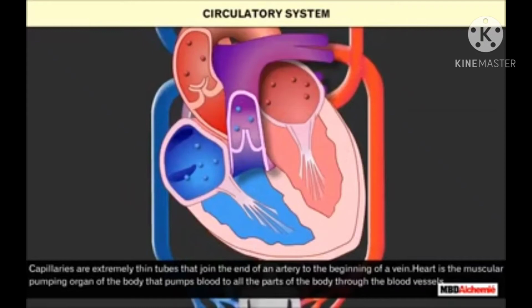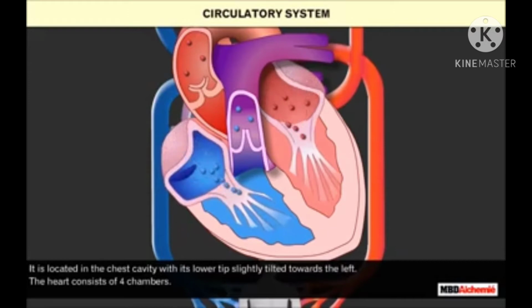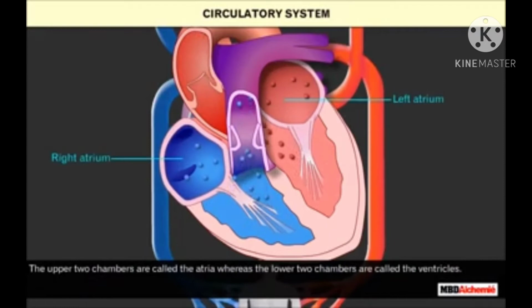Now, the heart is a very important organ of the human body. It is located between the lungs and is slightly tilted towards the left lung. Okay, the human heart is made up of four chambers.